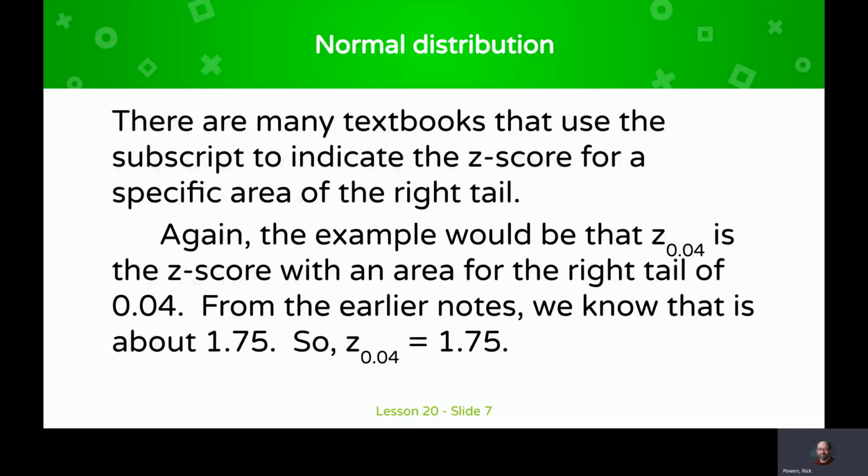There are many textbooks that use the subscript to indicate the z-score for a specific area of the right tail. Again, the example would be that z sub 0.04 is the z-score with an area for the right tail of 0.04. From the earlier notes, we know that is about 1.75. So z sub 0.04 is equal to 1.75.